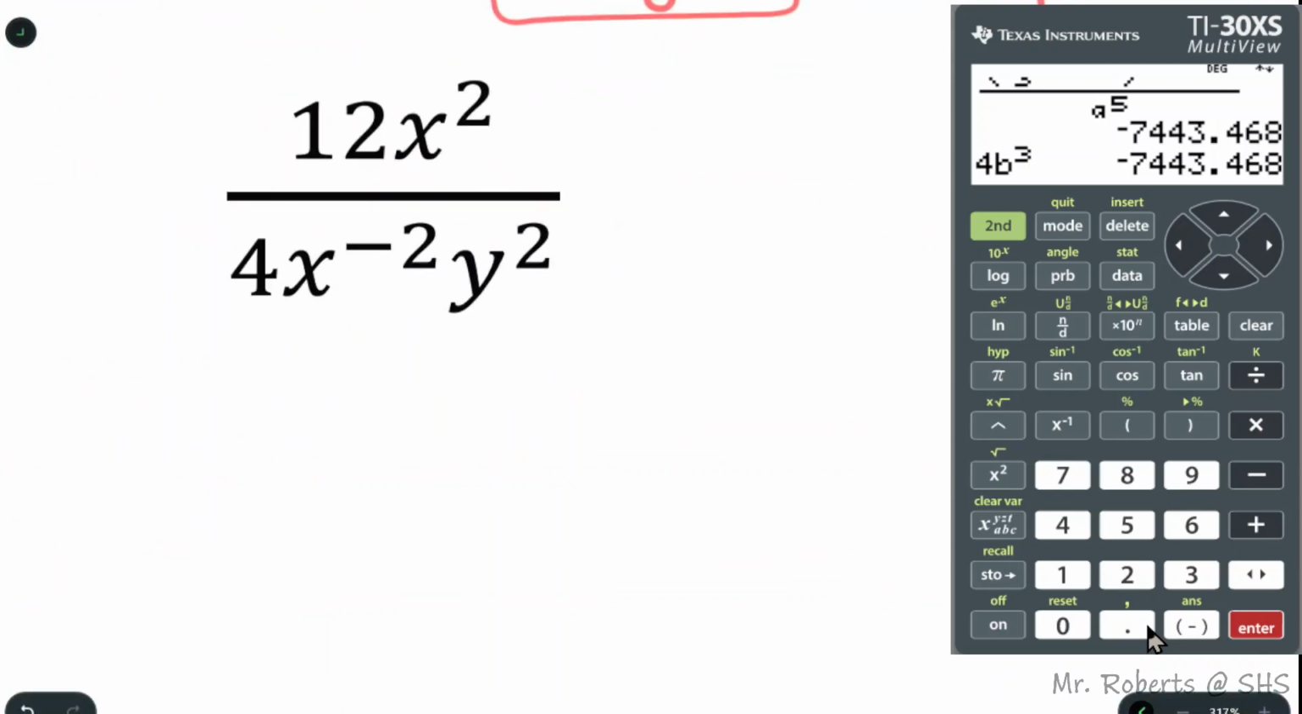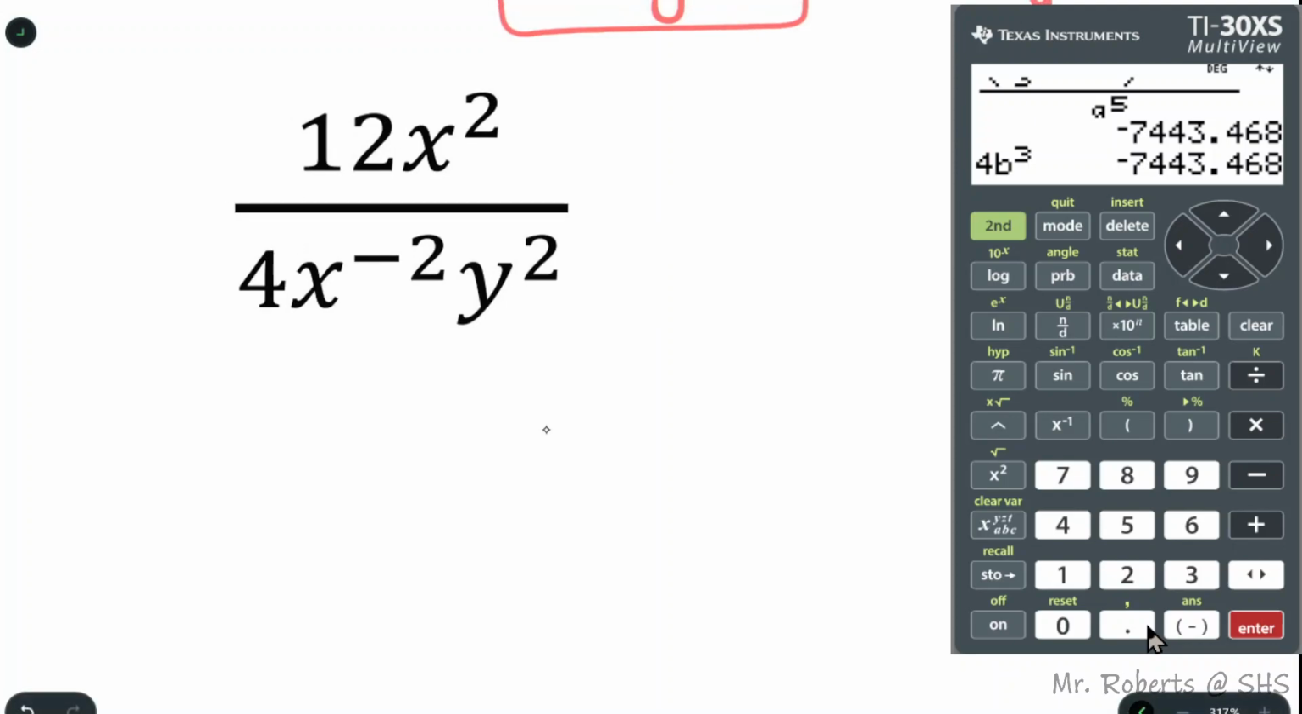Simplify this. Okay, 12 over 4, I'm not going to make the same mistake twice. 12 divided by 4 is 3. So I'm going to have a 3 in my numerator for my final answer. And I can see that I've got an x squared, and then in the denominator, there's an x to the negative second times y to the second.